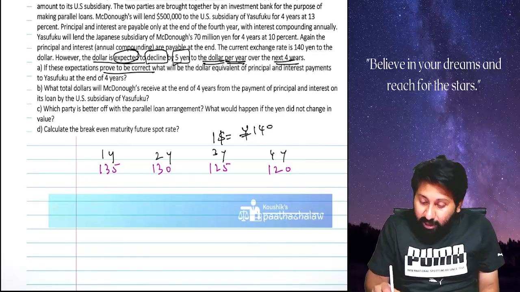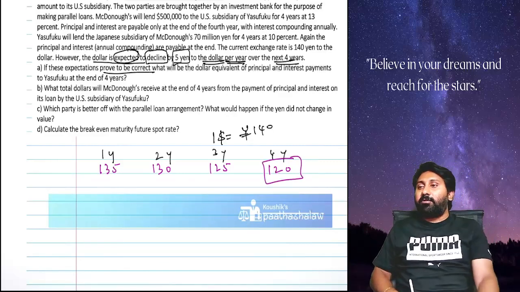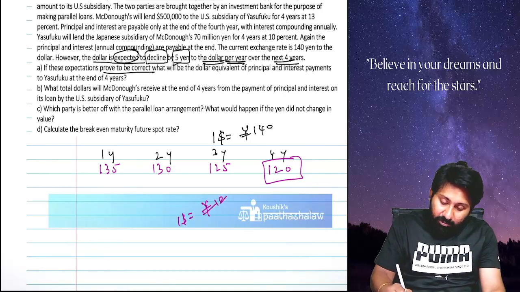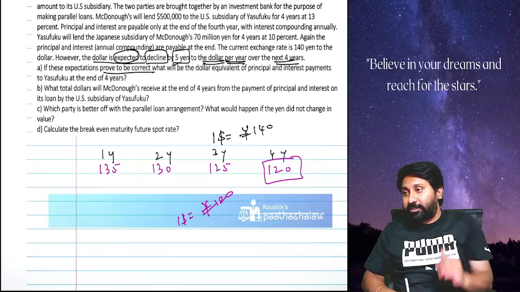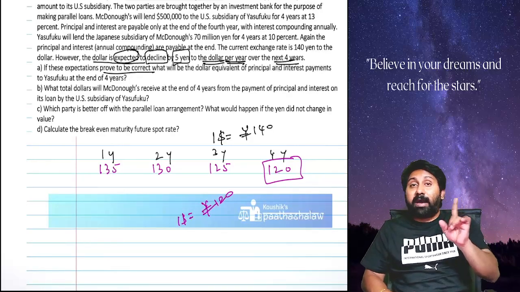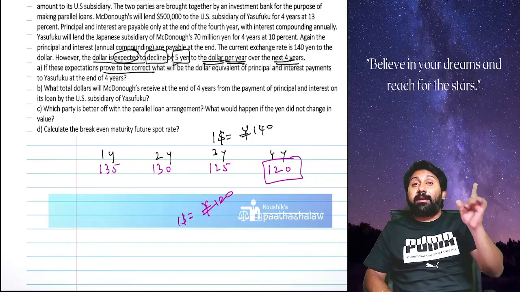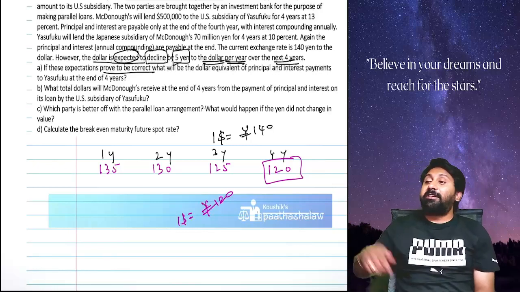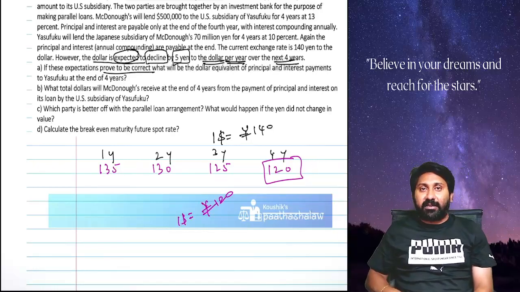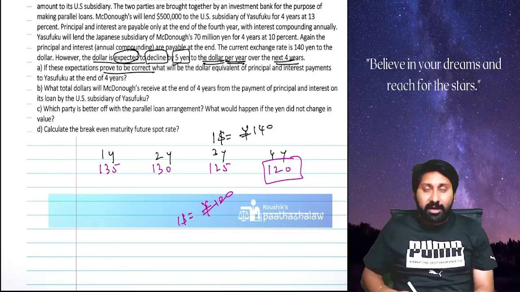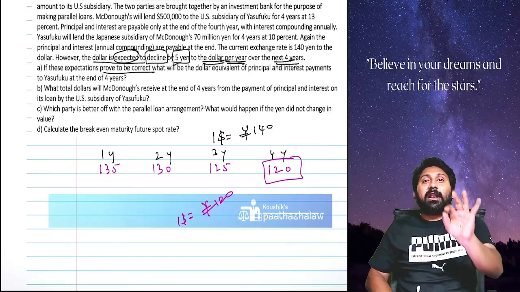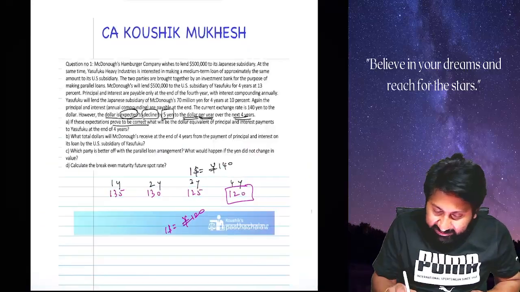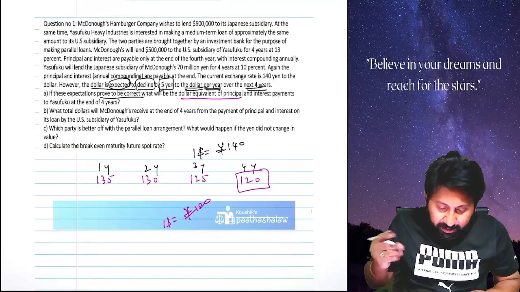So after 4 years, how much will be the dollar yen value? $1 is not giving 140 yens, it is giving only 120 yens. Dollar lost its value. Previously, 4 years back, $1 could buy 140 yens. Now it can buy only 120 yens. That means yen appreciated and dollar depreciated. In this case, for comparison sake, we are doing these calculations. That's why he said dollar equivalent of principal.